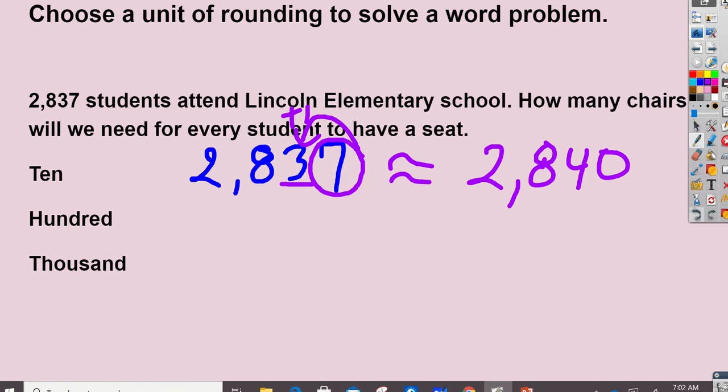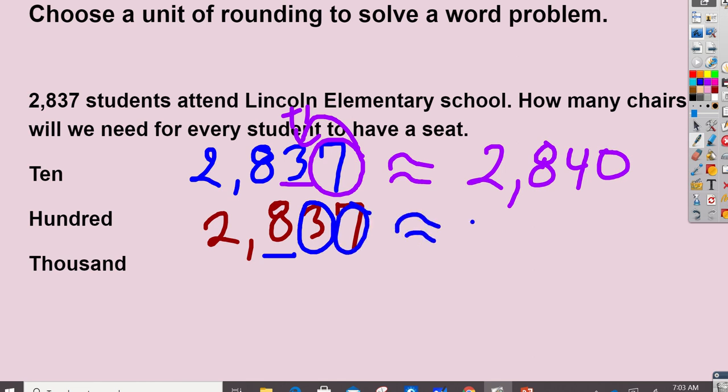Let's this time round it to the nearest 100. I'm going to rewrite the number in burgundy. And the digit in the hundreds place is 8. The digit next door is 3. 3 goes down on the roller coaster, making this number 2,800. Well, we will have 37 fewer seats. So some students would not have a seat.